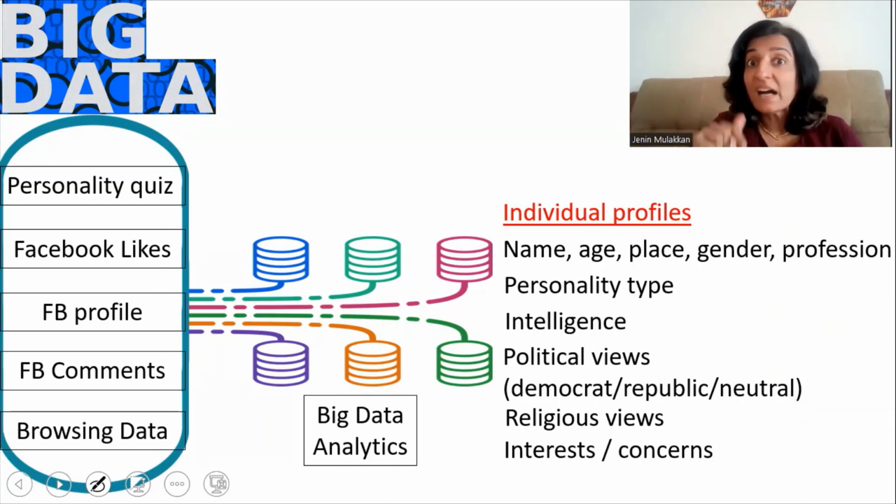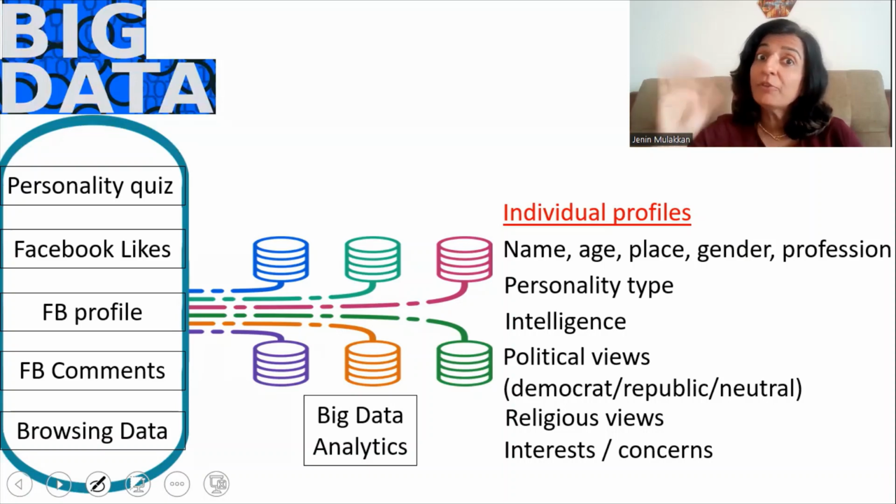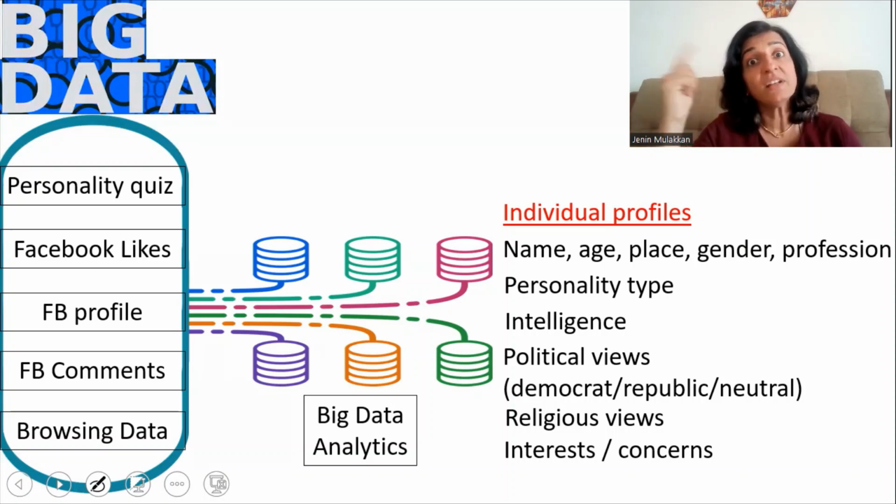So the people who are behind the survey could get the individual profiles of more than 50 million people because even their friends' details were getting collected in the process. And the firm which was behind this was Cambridge Analytica, and that was a political consulting firm which was helping Donald Trump in his political campaigns.